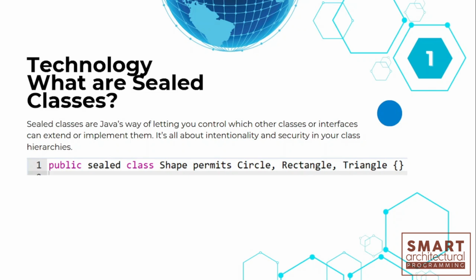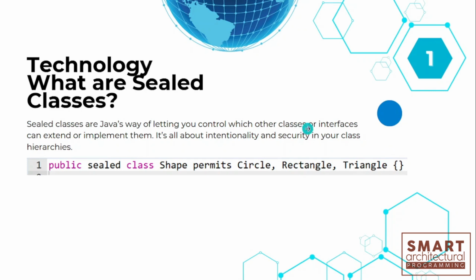It's about giving you the power to be intentional and secure in how your class hierarchies can be created. A class becomes sealed when it's declared using the sealed modifier and lists the allowed subclasses using the permits clause. So we have a sealed modifier and a permits clause. Understanding these two is an essential component for you to understand how it works.